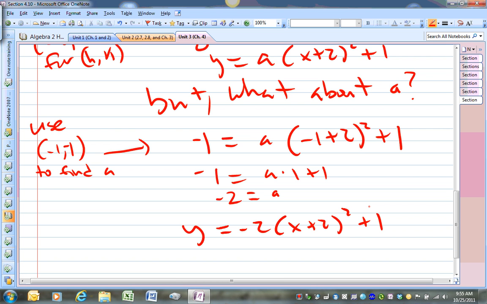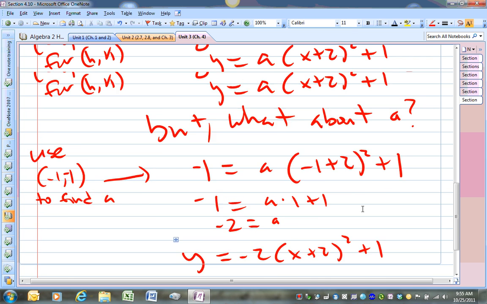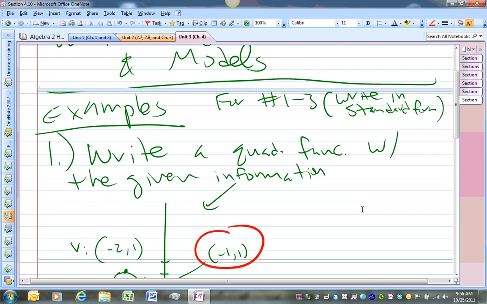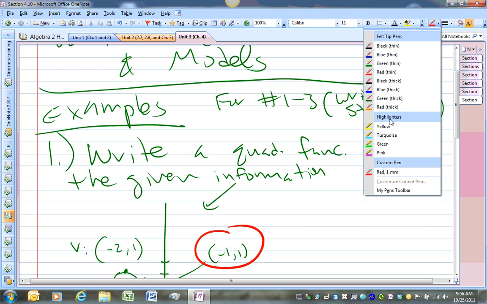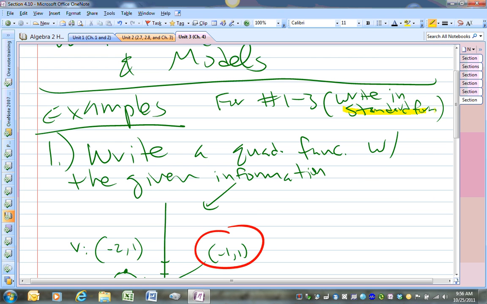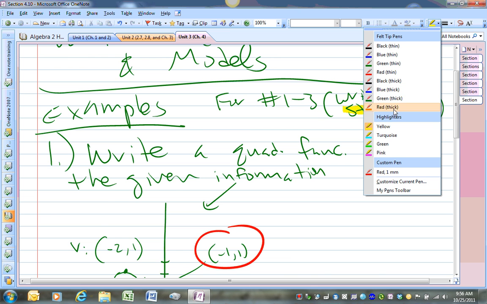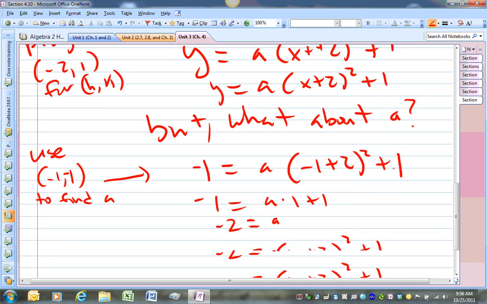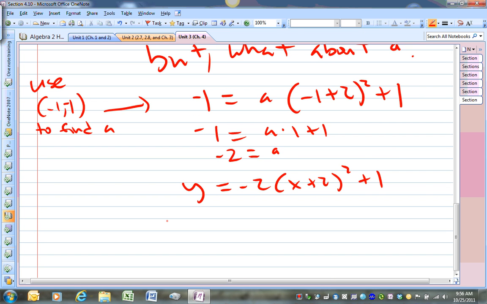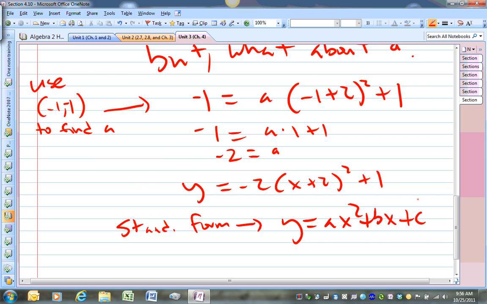So ask yourself this, am I done with the problem? If you said yes, shame on you. Because the question was write in standard form. We're doing this for all of our examples today. That's not standard form. Remember, standard form is this: y equals ax squared plus bx plus c.